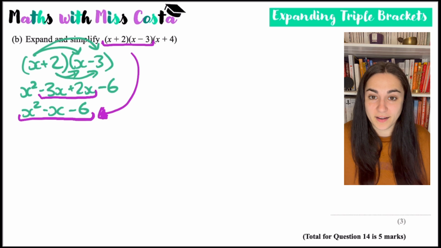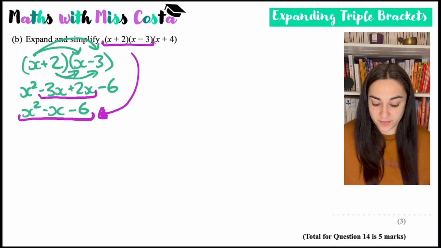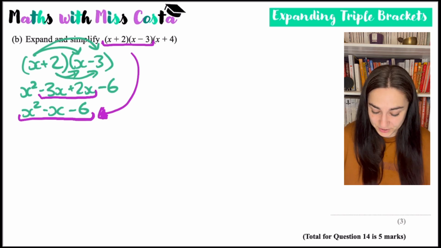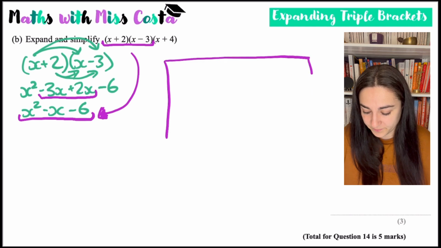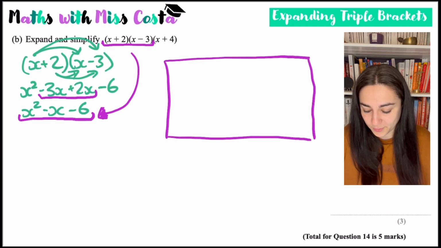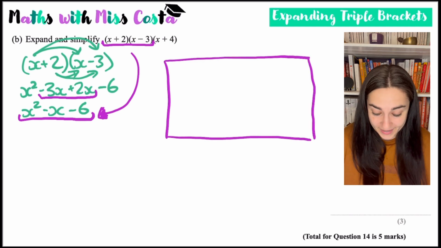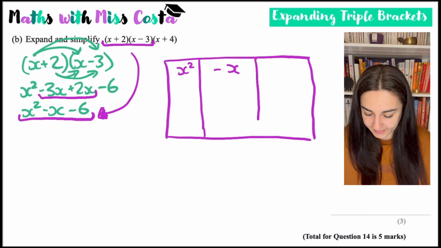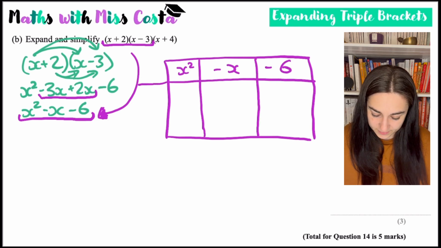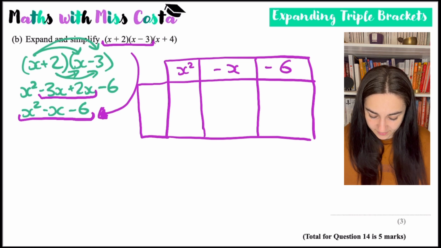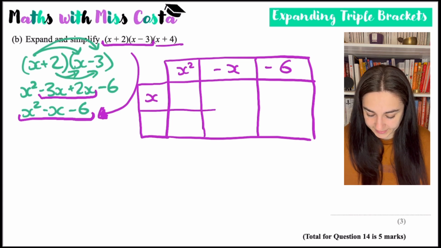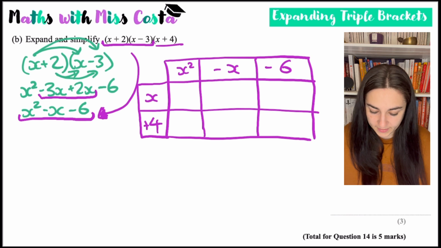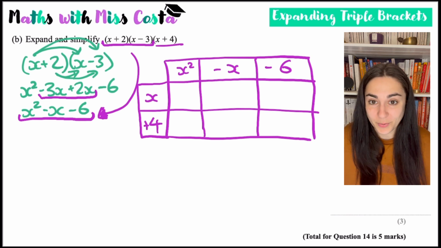Now the next part, so once we're dealing with the third bracket, the best thing to do is to put it in a grid, because the amount of people that just miss one term out by accident is unbelievable. So you've got x squared, you've got minus x, and then you've got minus 6. And I should have done the grid a little bit bigger. And then on the other side, we do the final bracket. So x plus 4.